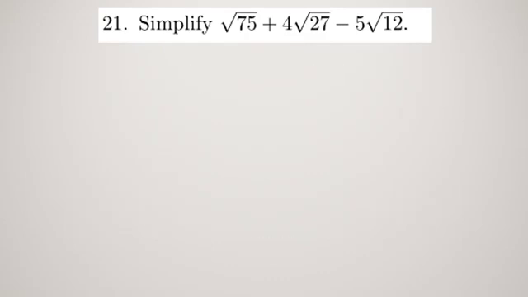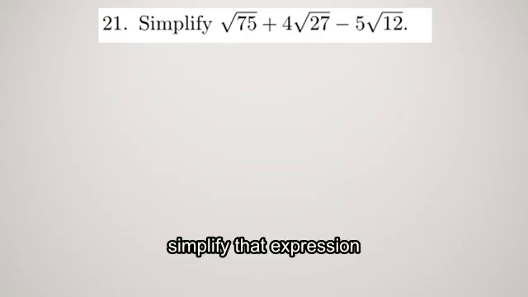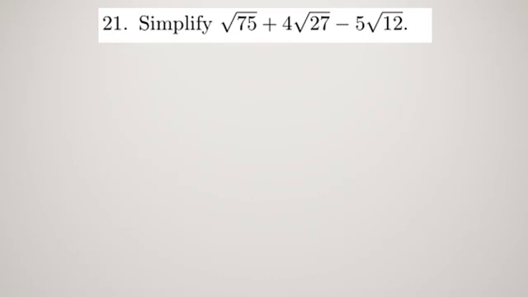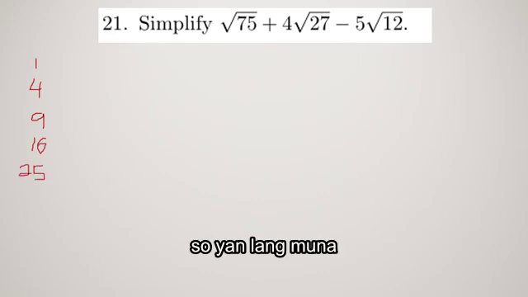Okay, so number 21. Simplify that expression. So, ang technique dito is, ilista mo yung mga perfect squares. So, ano yung perfect squares? Meron kang 1, merong 4, next 3 squared is 9, 4 squared is 16, 5 squared is 25. Okay?